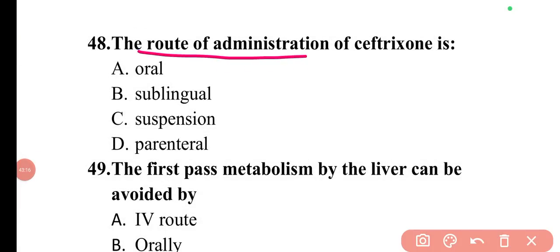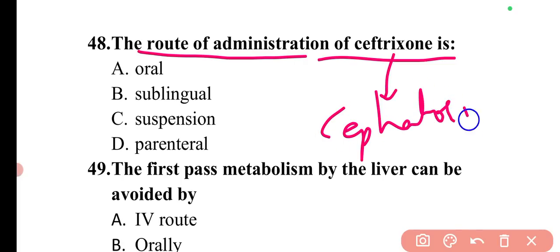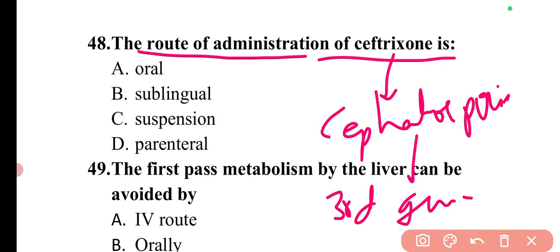Next question is, the route of administration of ceftriaxone is, so basically ceftriaxone is a cephalosporin drug, and it is the third generation cephalosporin drug, and it is given by the parenteral route. So here option D will be the correct answer.